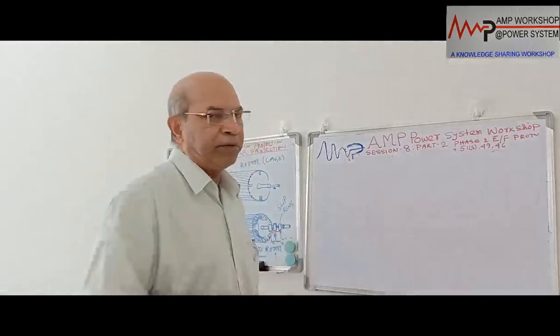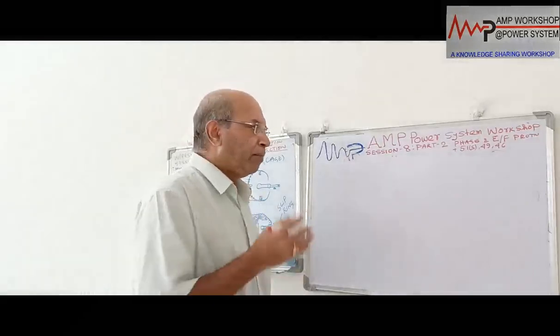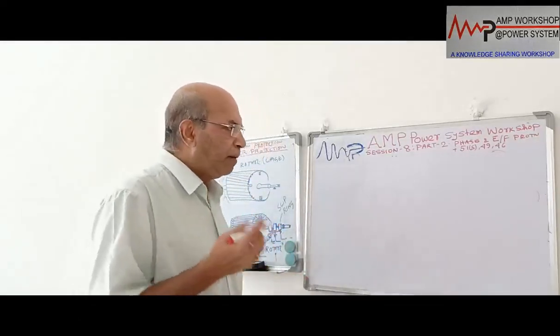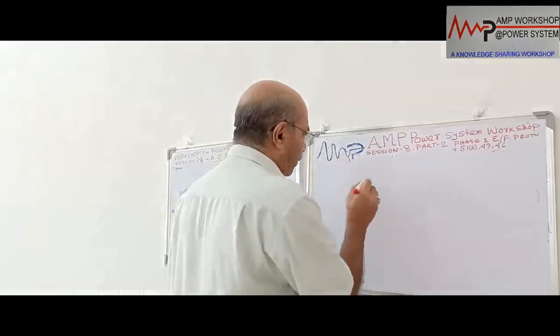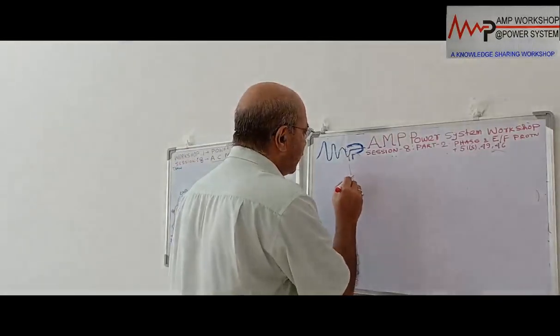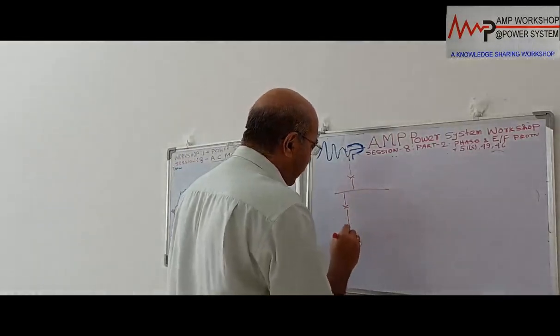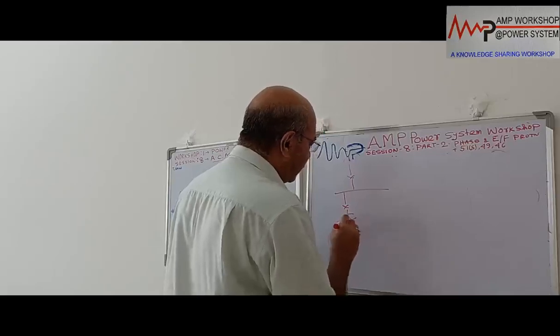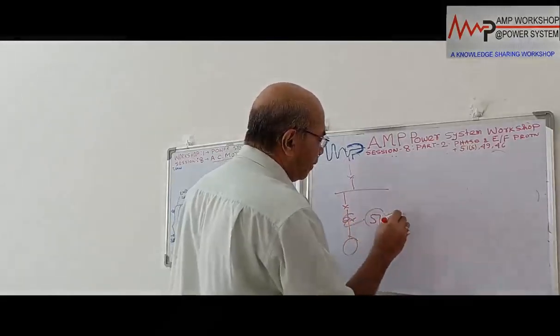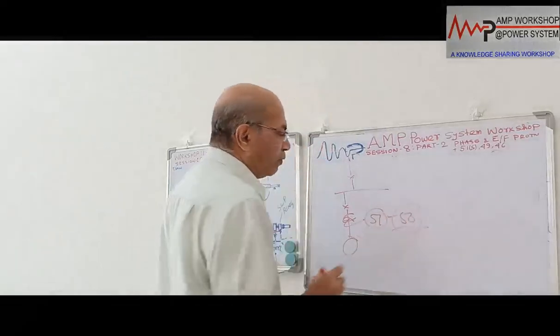Therefore, we provide both 50 and 51 relays. 50 we give instantaneous, and 51 relay we coordinate with the incomer. Okay, we have already shown this is the incomer, and the motor is connected over here, and this motor has a CT with 51 and 50. 50 is the instantaneous we provide.